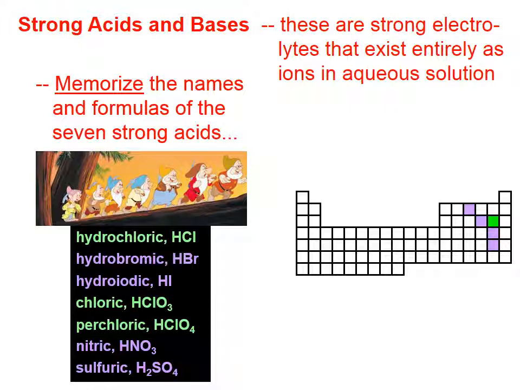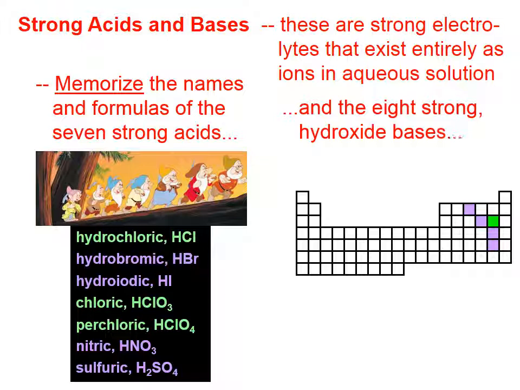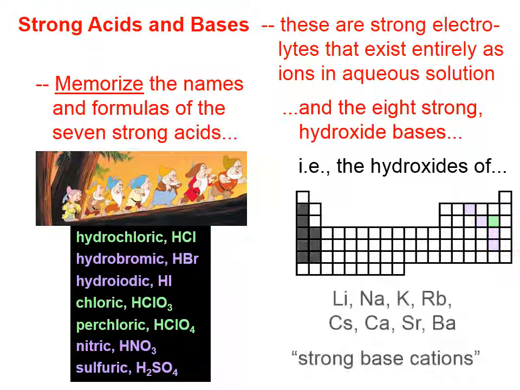Besides hydrogen and oxygen, on the periodic table, you can see that chlorine is present in 3 of the strong acids, and then the other elements that are in each of the other 4 strong acids are shown here. There's nitrogen and sulfur and bromine and iodine. If you haven't already, make sure you memorize the names and formulas of the 7 strong acids. There are only 7. You'll also want to know what I call the strong base cations.